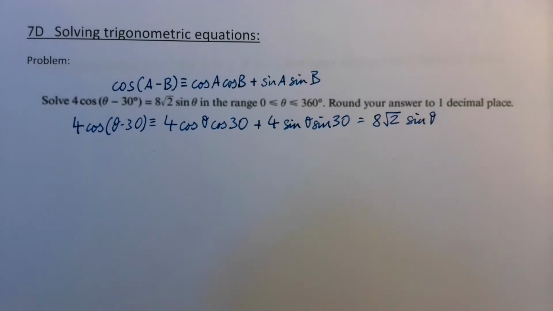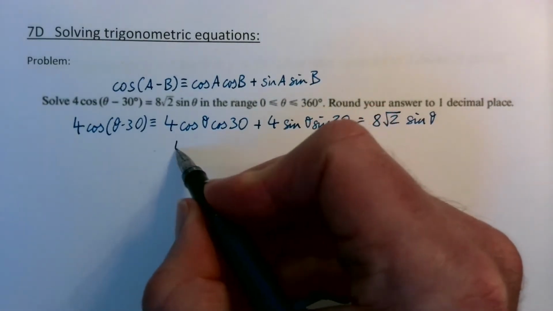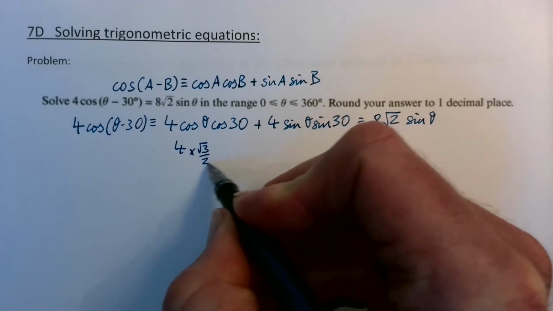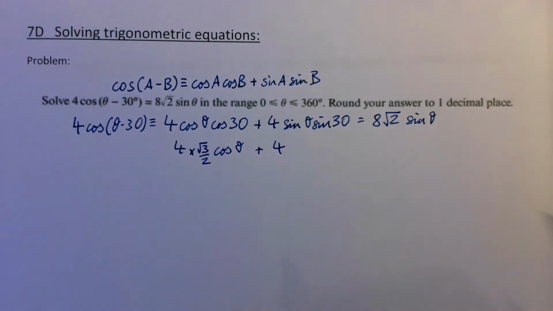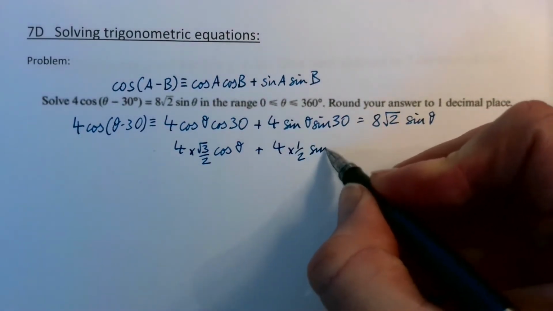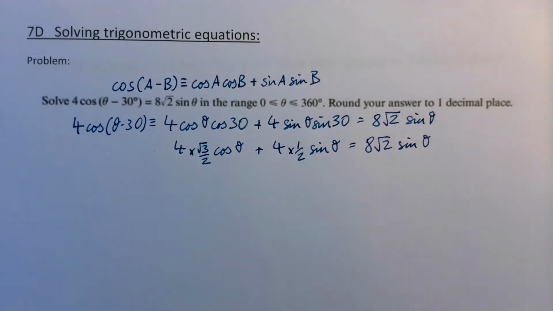How are we going to get it all into one thing now? When you've got a mixture of coses and sines, it's sometimes about getting rid of one of those. It's sometimes about trying to make tan as well. But the first thing to do is to think, what can we know here? And we can know cos 30 because cos 30 is one of our known values. You can just whack it into the computer. They give you root 3 over 2. So we can rewrite this out as 4 times root 3 over 2 cos theta plus 4 times a half, since sin 30 is a half, times sin theta is equal to 8 root 2 sin theta.